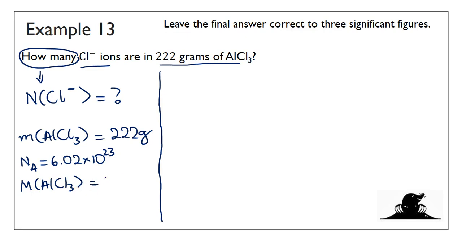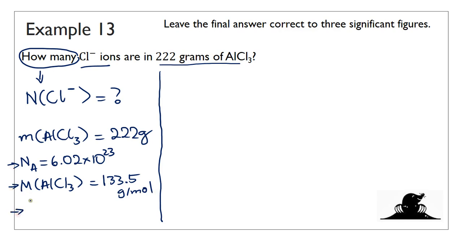So it's basically the mass of aluminium, which is 27, and 35.5 times 3. So the molar mass of aluminium chloride, which you have to calculate using the periodic table, is going to be 133.5 grams per mole. So that's the second piece of information that I have to calculate.